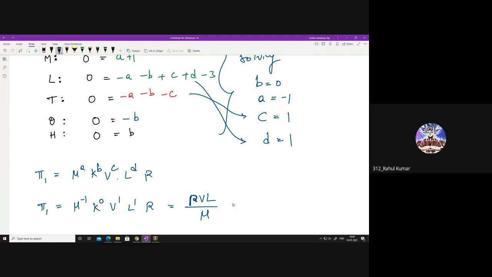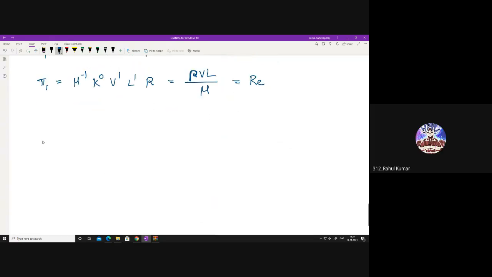Have you seen this equation anywhere? Reynolds number. This equation is nothing but a Reynolds number. So what we have done is taken a non-dimensional pi term, that is your Reynolds number. Now you take the second one, pi 2. What is the pi 2? Mu, K, V, L to the powers a, b, c, d, into the Cp you have taken.